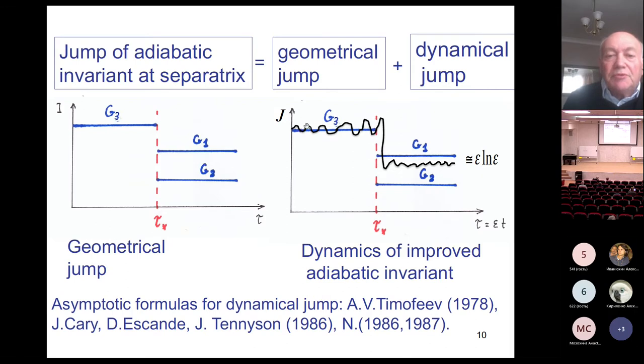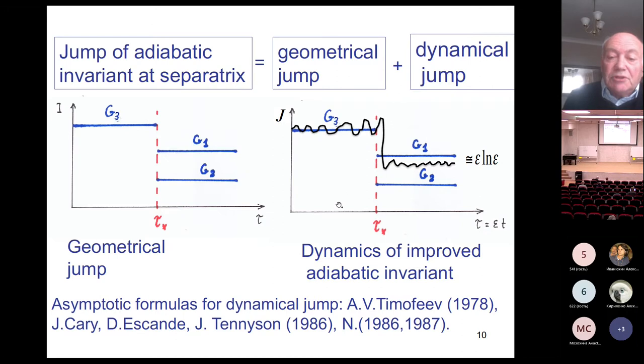So the improved adiabatic invariant oscillates near the value of the adiabatic invariant in the outer domain, then we have the geometrical jump, and then we have oscillations again, but they are not exactly near the predicted geometrical value. In general, this jump is of order epsilon logarithm epsilon, and it is very sensitive to initial conditions. So if we change the initial condition by epsilon, the relative change of the jump will be of the order of the jump itself. So it's reasonable to consider the jump as a random value.